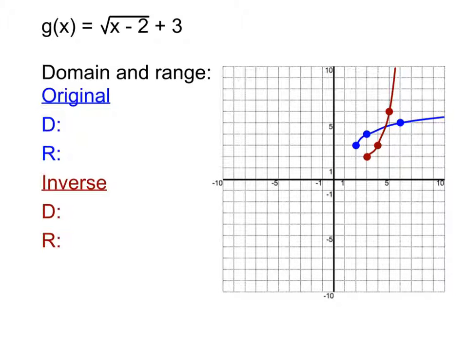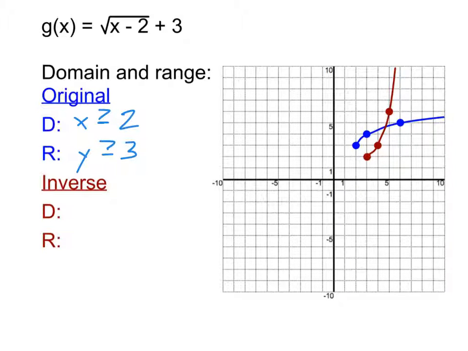All right, so for those domains and ranges, I'm going to start with my original, the one in blue there. My first thing is domain, which is my x value. You can see I start at x equals 2, and my x's are getting bigger from there because I'm going to the right, so x is greater than or equal to 2 for my original domain. Now for range, I'm dealing with the y value. It starts at a y value of 3, and it's going up from there, so y is greater than or equal to 3.